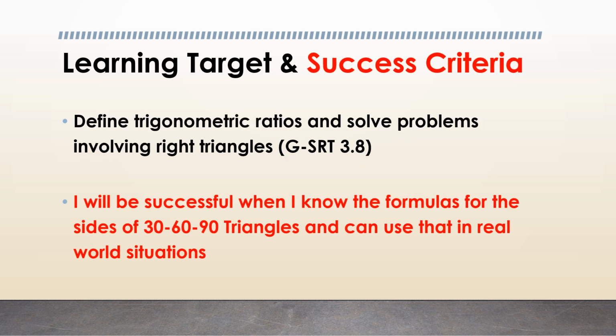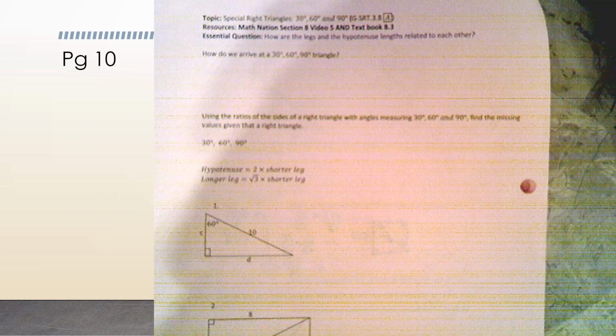All right, so for this one, we're still dealing with the same learning target. We're trying to define trig ratios and solve problems involving right triangles. In this case, what I care more about is the success criteria, and it's saying I will be successful when I know the formulas for the sides of a 30, 60, 90 triangle and can use that in real world situations. So pretty similar to the one that we had for the 45, 45, 90s.